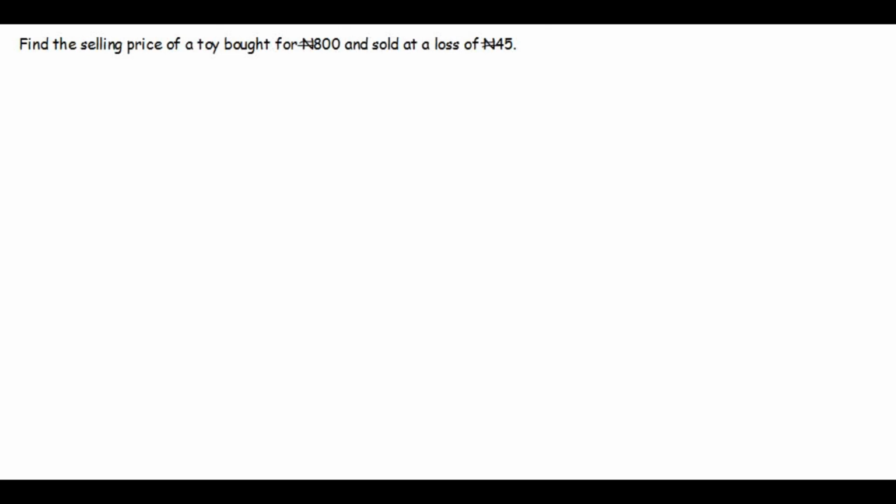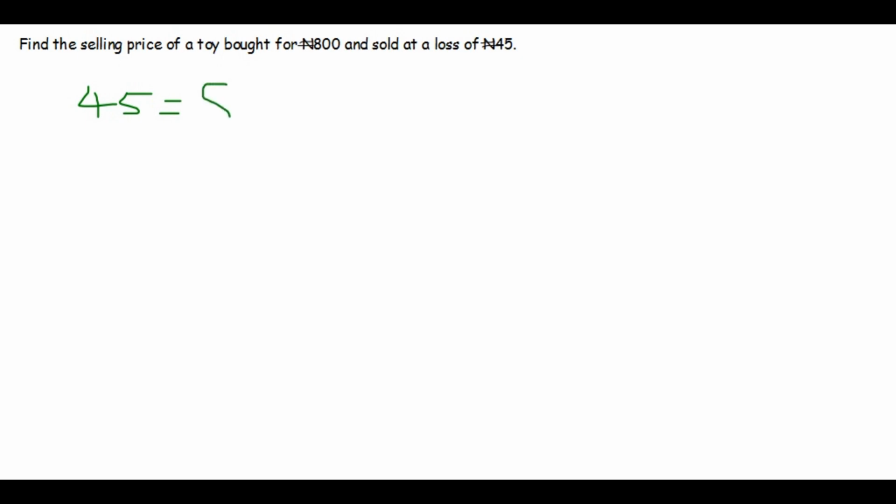Find the selling price of a toy bought for 800 naira and sold at a loss of 45 naira. Now in this question there is no selling price. That is what we are asked to look for. But try to pause the video and work on this example. So they said the loss made from the toy was 45 naira. And remember that the loss is equal to the cost price minus the selling price. So the loss of 45 naira is equal to the cost price, which is the price it was bought for.